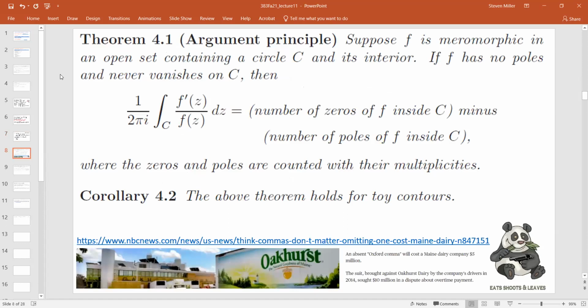All right. So I pasted this from the book. I had some trouble when I was looking at my notes. Suppose f is meromorphic in an open set containing a circle C and its interior. If f has no poles and never vanishes on C, then 1 over 2 pi i times the integral of f prime over f is the number of zeros of f inside C minus the number of poles of f inside C, where the zeros and poles are counted with their multiplicity. But this makes no sense, because we said if f has no poles, so why would I be subtracting off the number of poles? Yes, it's f has no poles on C, and f never vanishes on C.